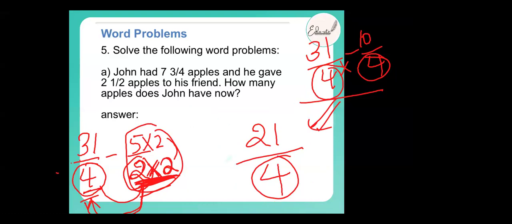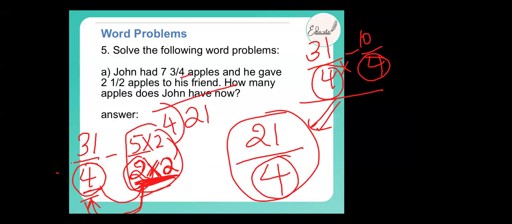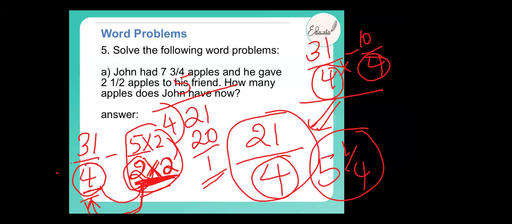21 by 4. Let me write it down. You can also write it in the mixed format. 21 by 4 is not easily understood, so you write it as a mixed fraction. Write 4 here, write 21 here. 4 fives are 20. 1 is the remainder. So what does John have? John has 5 and 1 by 4 apples remaining. John has 5 whole and 1 by 4 apple remaining with him.